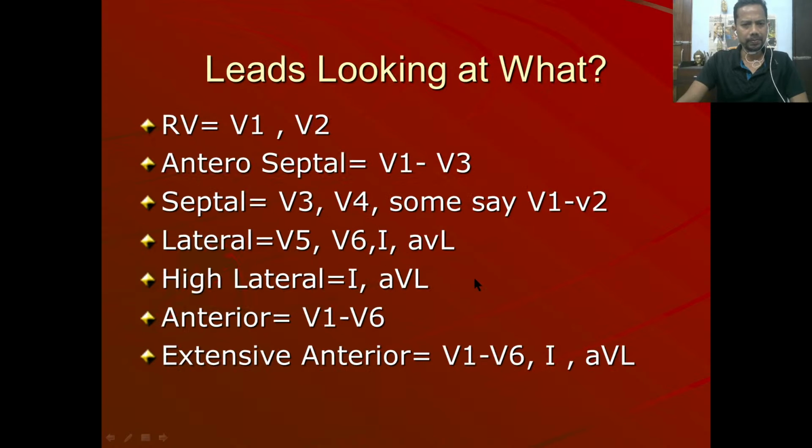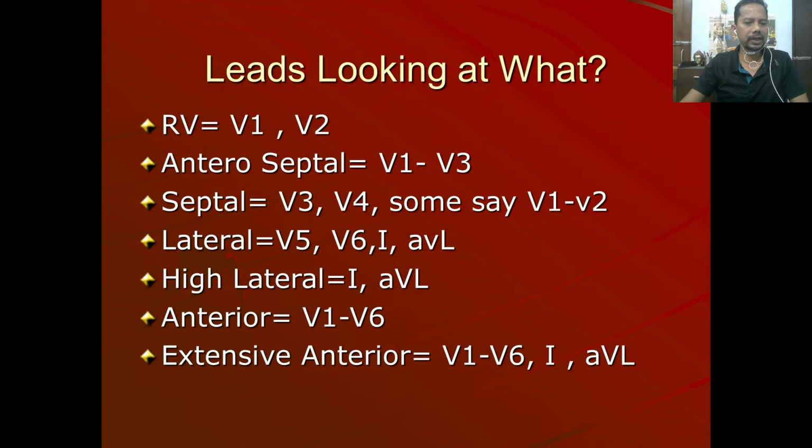You can get a short note also, and I think we have discussed this slide before, which leads to look for in which MIs. Right ventricle, you can see slight changes in V1, V2, and also in V3R, V4R on the right side. Anteroseptal is V1 to V3; some people take it from V1 to V4. Septal is V3, V4; some authorities say septal is V1, V2, so you have to mention both. Lateral wall is V5, V6, lead 1, AVL. High lateral is just lead 1 and AVL. Other leads will not show any MI changes, only lead 1 and AVL.